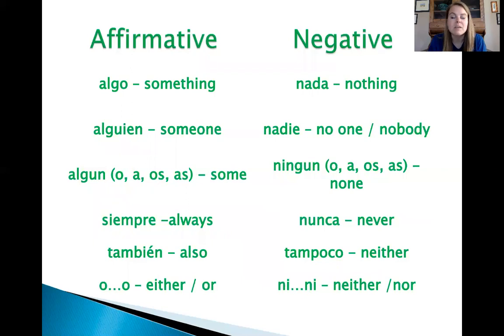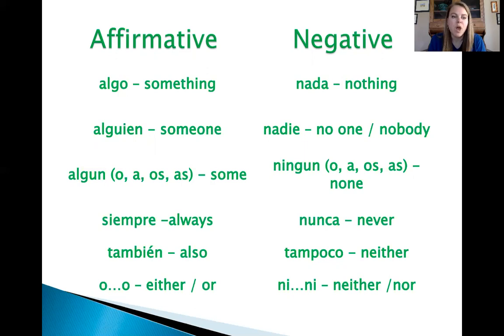Let's talk about these. The left column is the opposite of the right column. So we have affirmative words saying someone, something, some, always. And then we have negative words, nothing, nobody, never, neither. Okay, so algo, something, is the opposite of nada, nothing. Alguien, someone, is the opposite of nadie, for no one or nobody. Or alguien can also mean somebody.